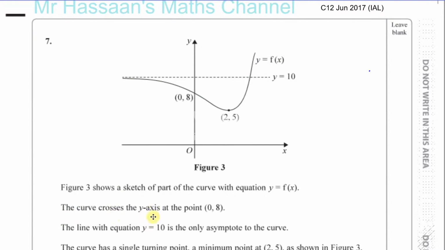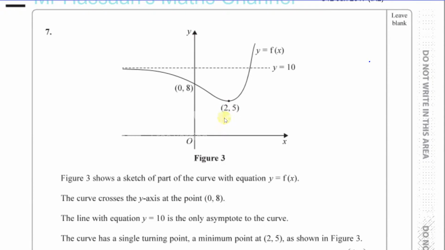The curve crosses the y-axis at the point (0, 8). And the line with equation y equals 10 is the only asymptote to the curve. So there's a part of this curve, the part on this side, which will never touch the asymptote. The curve has a single turning point, a minimum point at (2, 5), as shown in figure 3. That's the minimum point, the lowest point it gets to.